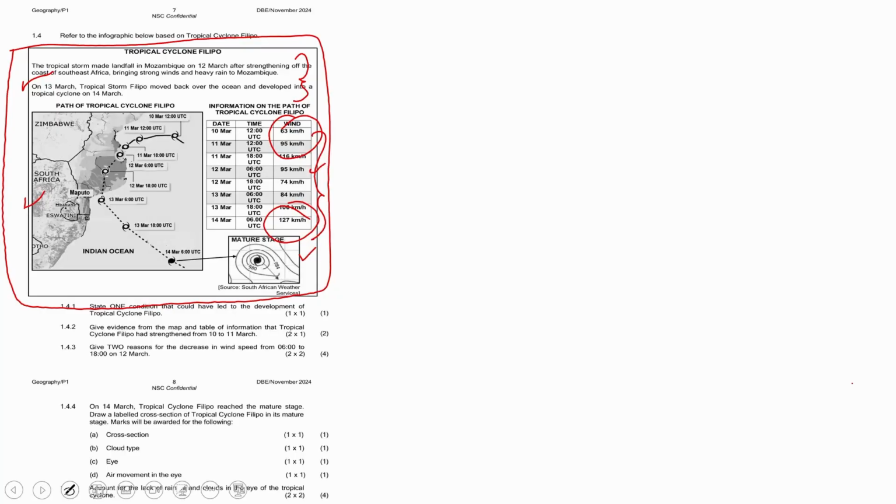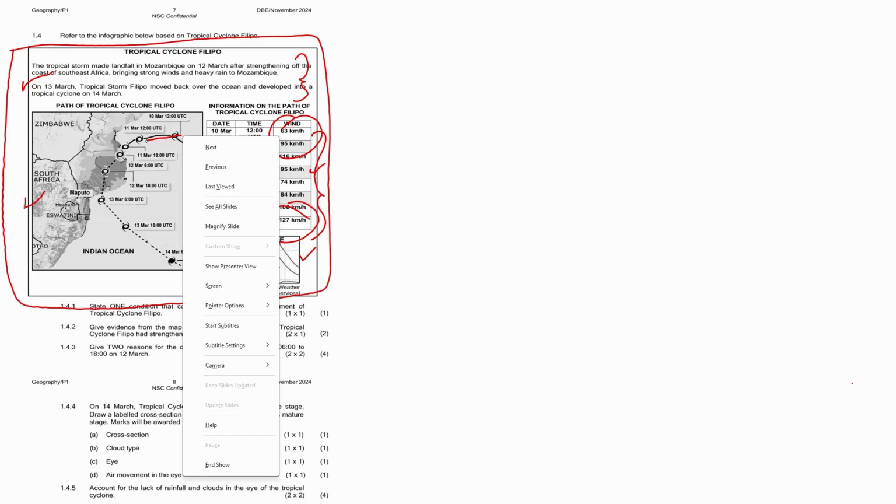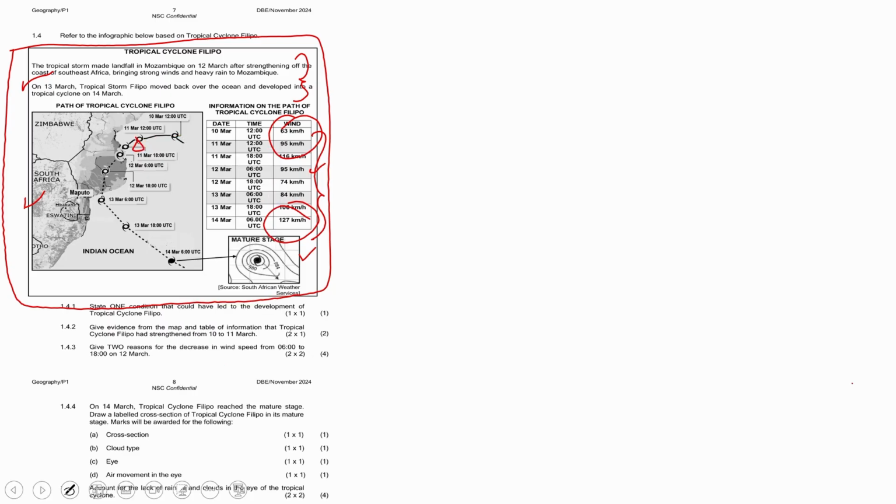Okay? So now let's look at the movement. Okay? 10 March, okay, east to west and away from the equator. Okay? And that is the southeast coast of Africa, east to west and away from the equator. And then around 30 degrees, then there's a 10. I can say clearly this matches our previous frames, but we are now applying the information to the infographic. Okay? So let's see what our questions are all about. State one condition that could have led to the development of Tropical Cyclone Philip.